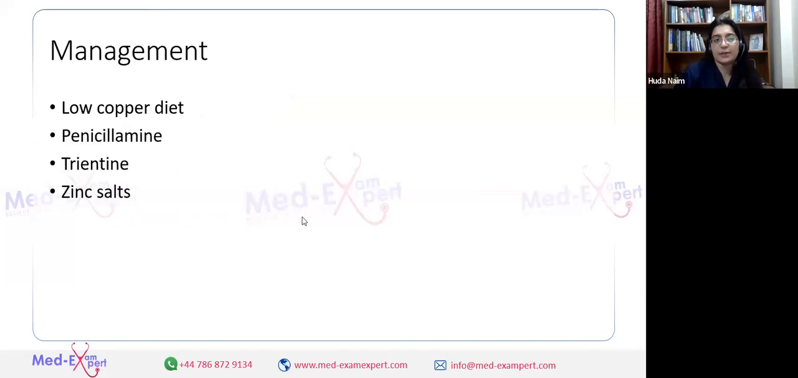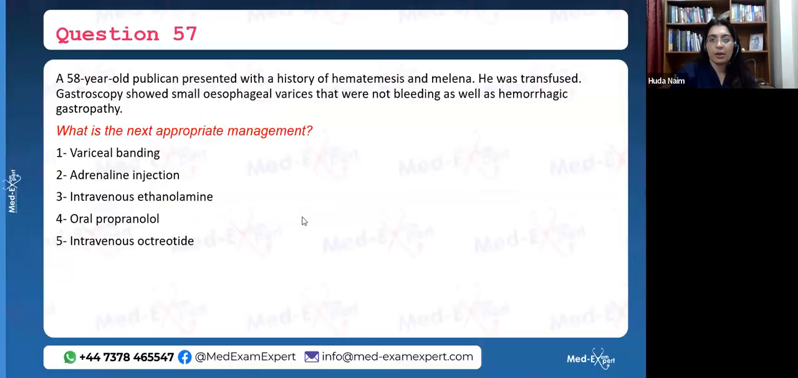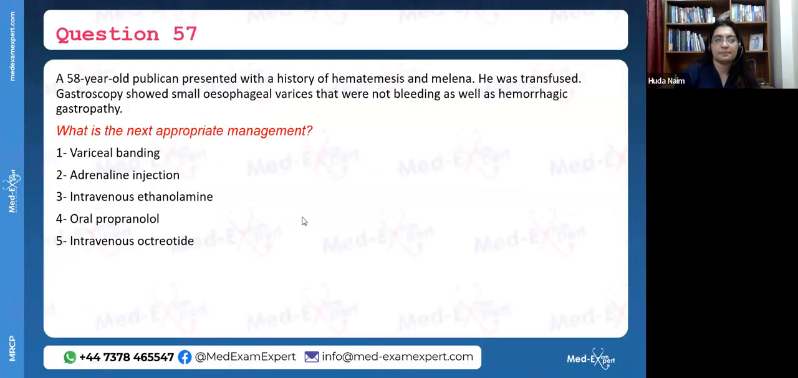Then how would you manage these patients? That would be with a low copper diet, penicillamine, trientine, and zinc salts. So all of these will be used to manage these patients. Okay, the next one.